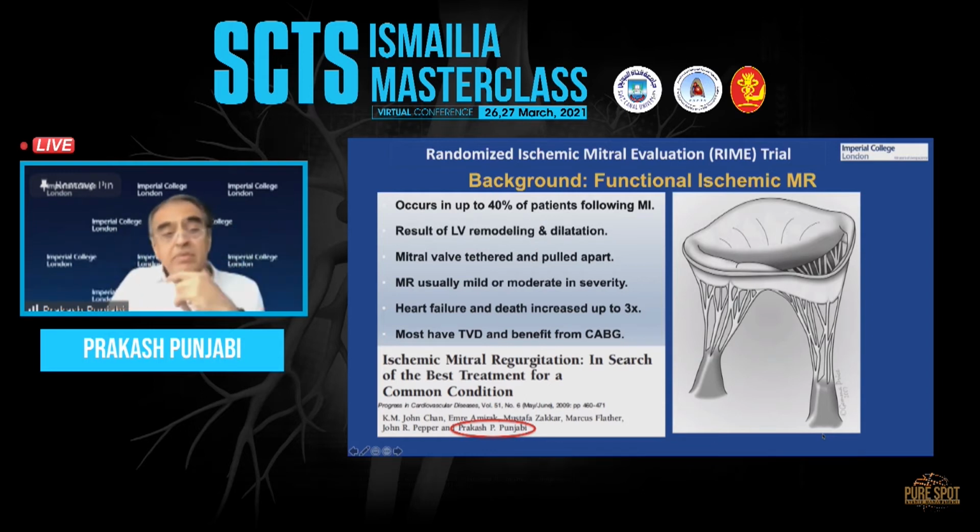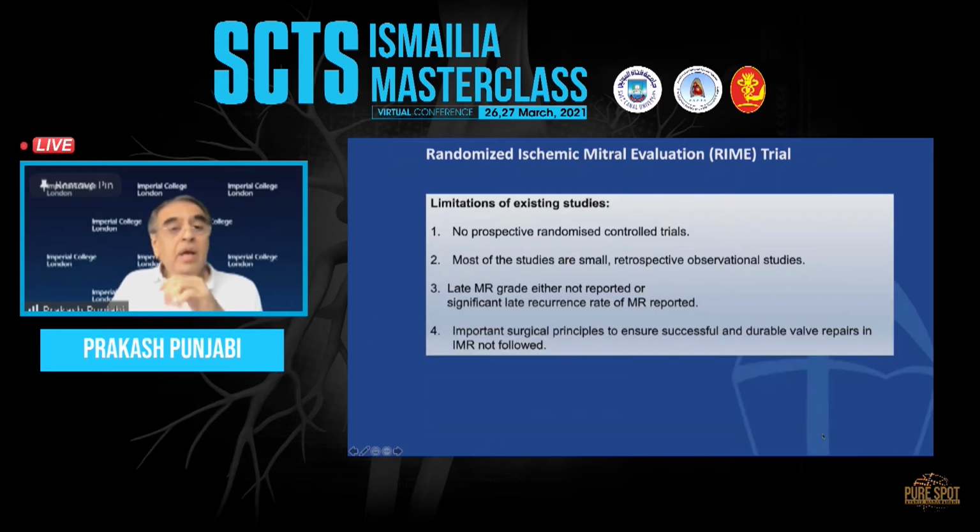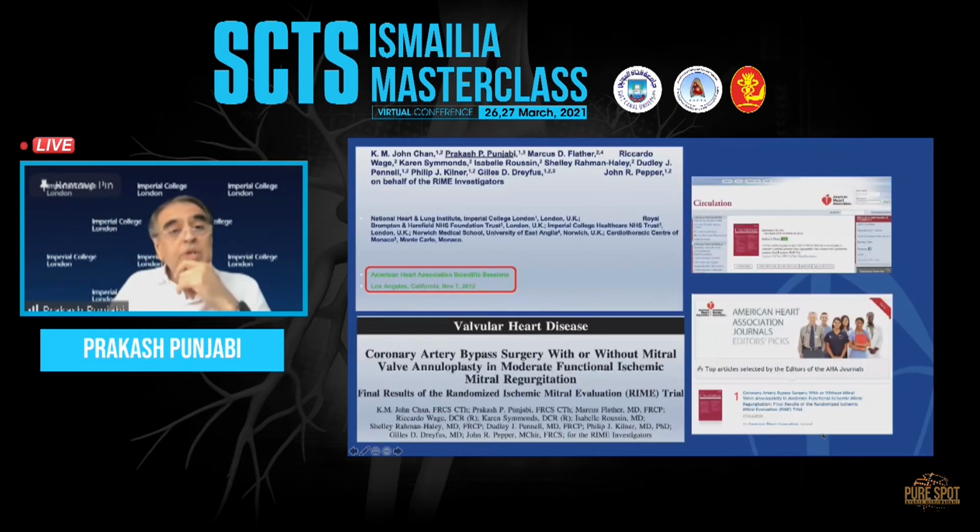Obviously, most have triple vessel disease. Otherwise, it's non-ischemic dilated cardiomyopathy, which is a completely different ballgame, which also we have some work and some experience, including cardiomyopathy and HOCM. But when we were planning the RIME trial, there was no prospective randomized control. Most of the studies were small. Late MR was either not reported or significant late recurrence was reported. And there wasn't any standardization of what we could do.